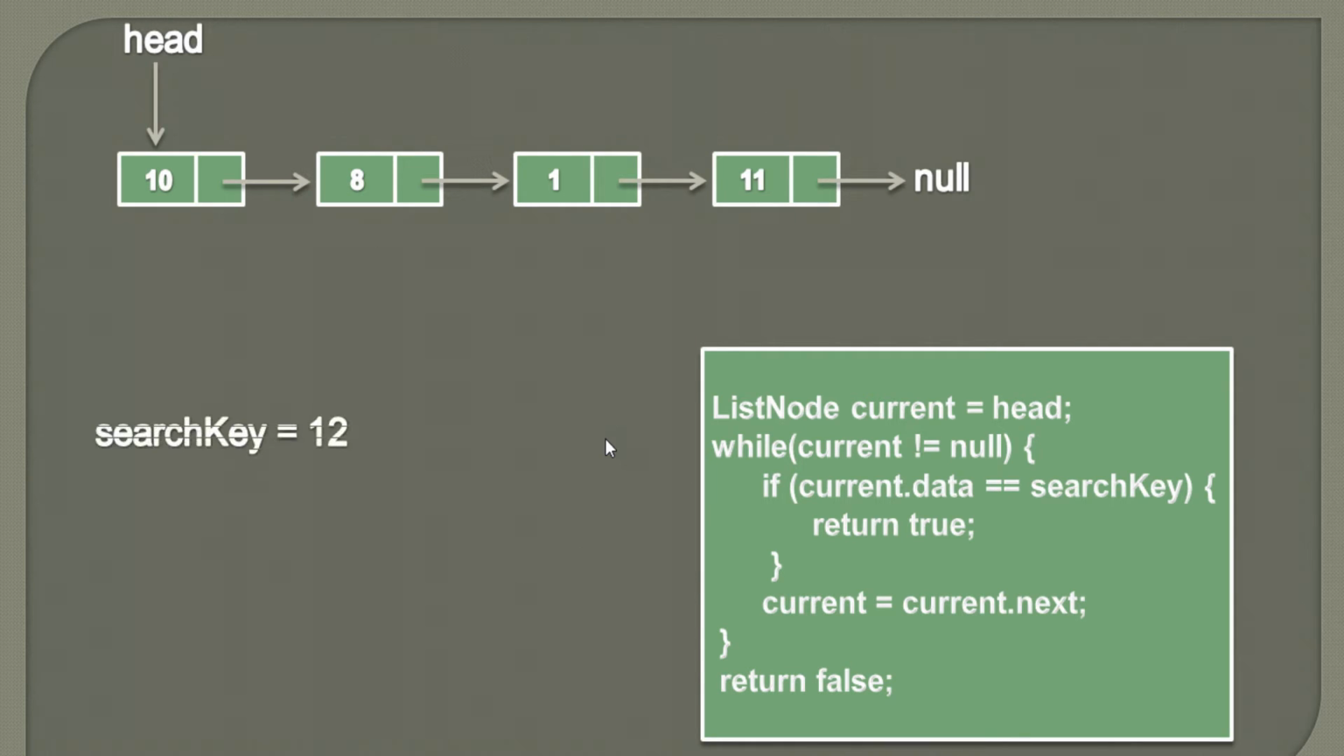Similarly, let's see the negative condition, suppose we want to search for the key having a value 12. Looking into the list we see that 12 is not inside this linked list. So we'll see the algorithm for it. First we'll create a current node which will point to the head. Below we'll check whether this current is equal to null or not, and similarly we'll see whether this current dot data is equal to search key or not. For the first iteration it's not equal, so we'll simply traverse the current to the second node.